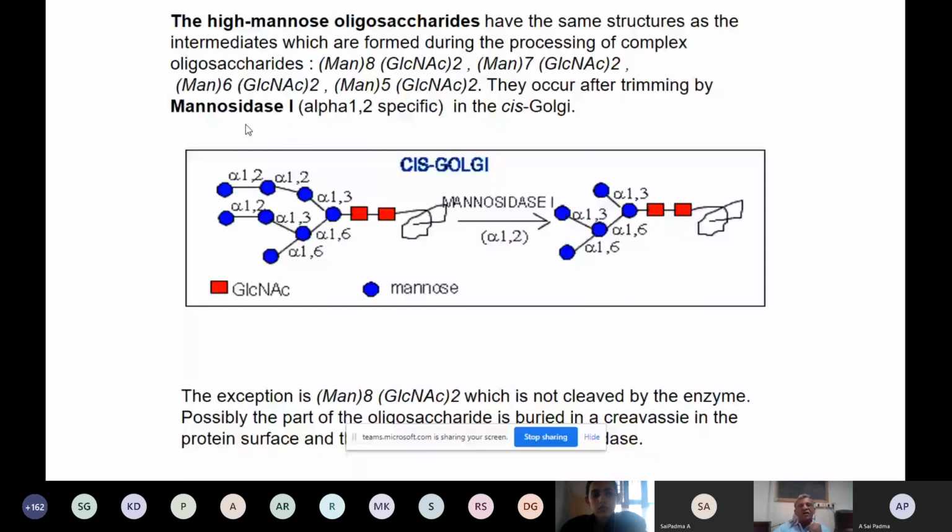So the high mannose oligosaccharides have the same structures as the intermediates which are formed during the process of complex oligosaccharide synthesis. Here you see that the mannose is removed by the mannosidase enzyme and you generate a 5 mannose and 2 N-acetylglucosamine structure.